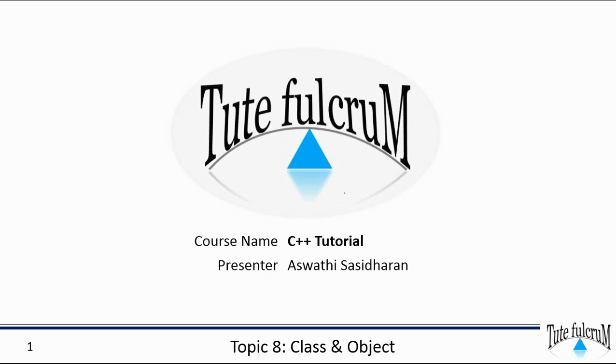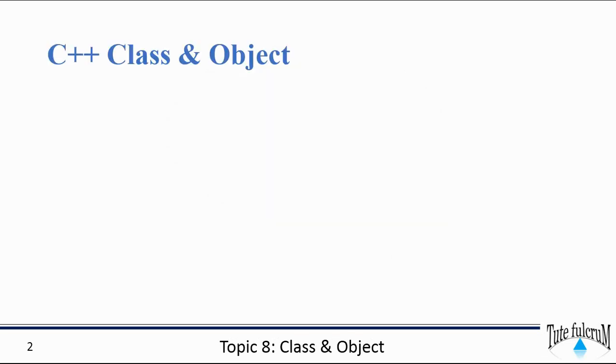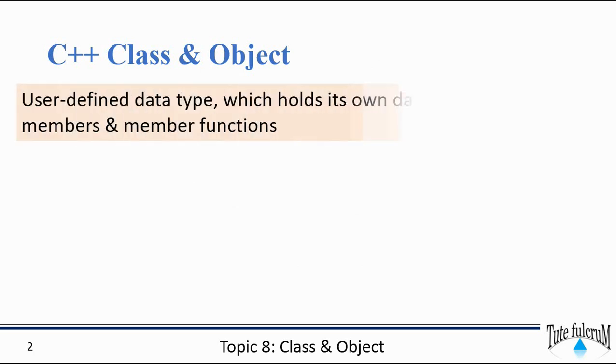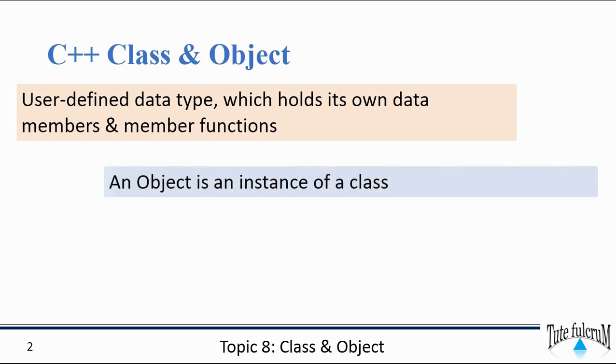This session is on class and object in C++ programming language. A class in C++ is the building block that leads to object-oriented programming. It's a user-defined data type which holds its own data members and member functions, which can be accessed and used by creating an instance of that class.